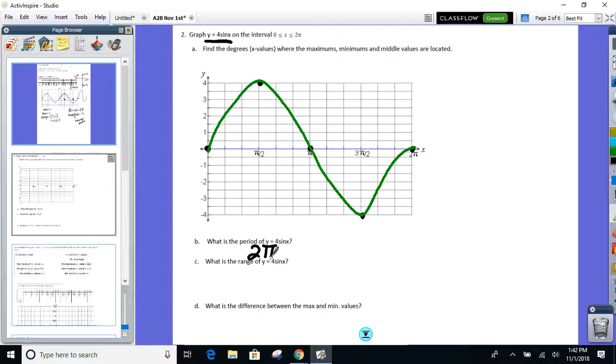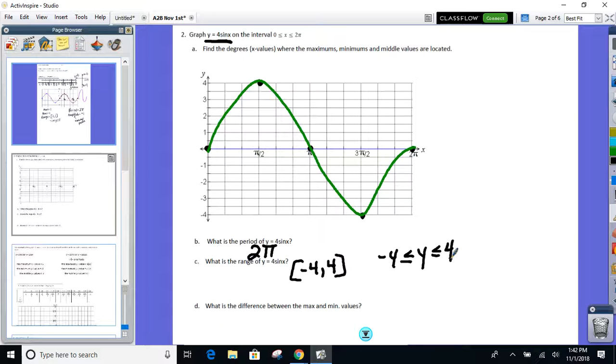Range. -4 to 4, and again, however you want to write that. You can go -4 to 4 with the brackets, or you could go -4 less than or equal to y less than or equal to 4. Whatever floats your boat.